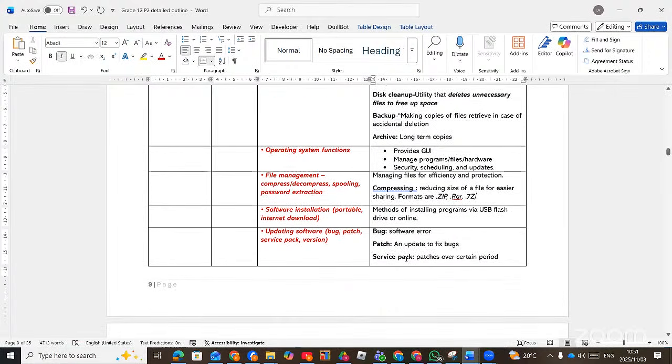And then we also have software installation. When you are installing software, what kind of medium can you install from? Either you install online, or you install from a flash drive or CD, or you can also install from network drives. There might be software on a server or network drive that you can install from. So these are ways of installing software.